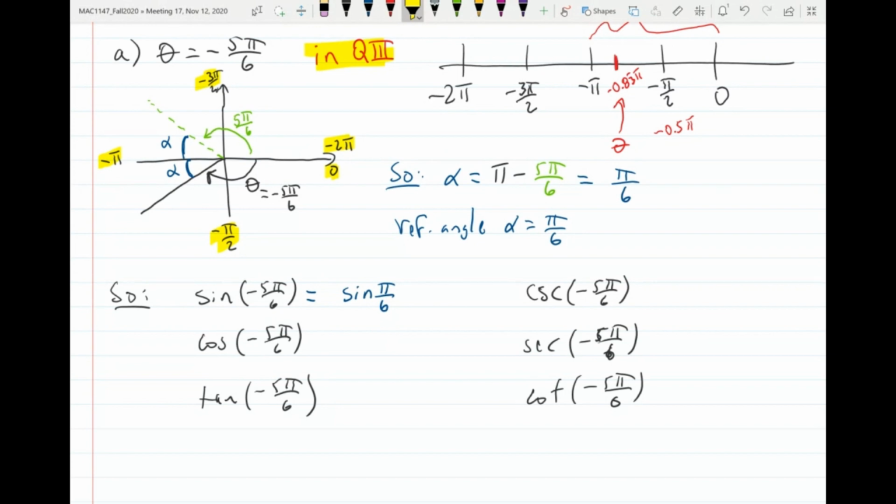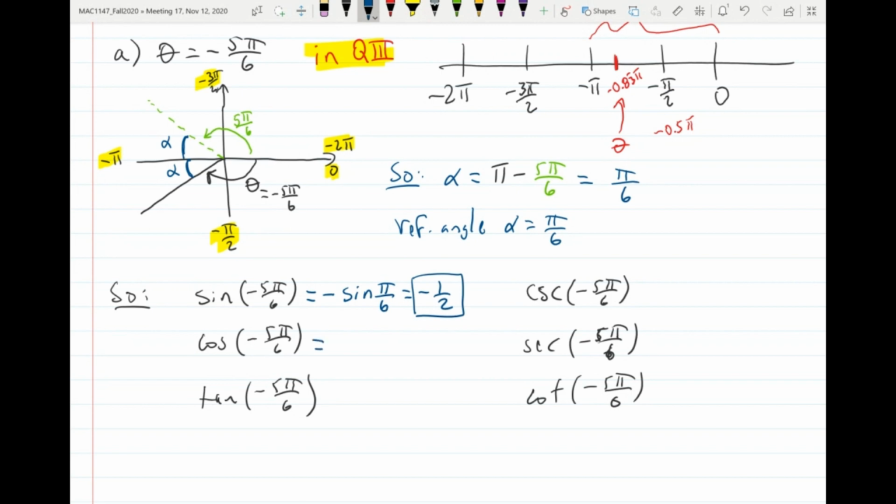So remember, we're talking about theta, not alpha, but theta. Okay, so theta is in quadrant 3. So what do we know about sine? Is it positive or negative? In quadrant 3, sine is negative. So sine of negative 5 pi over 6 equals negative sine of pi over 6. And now what's sine of pi over 6? As you all know, pi over 6 is 30 degrees, so this is 1/2. So we get negative 1/2. That's the value for the sine.